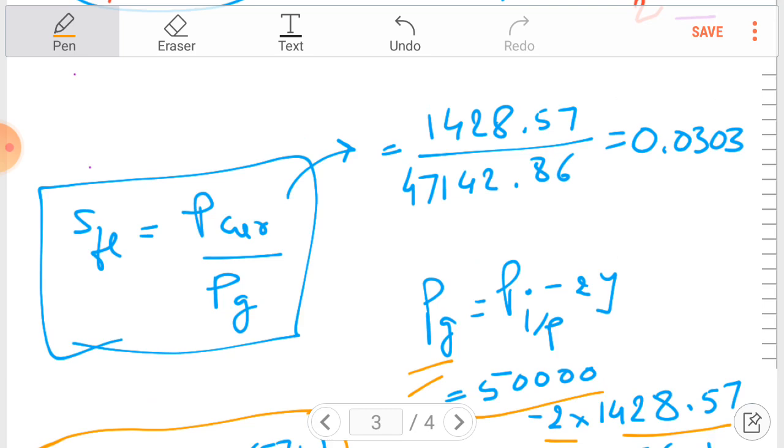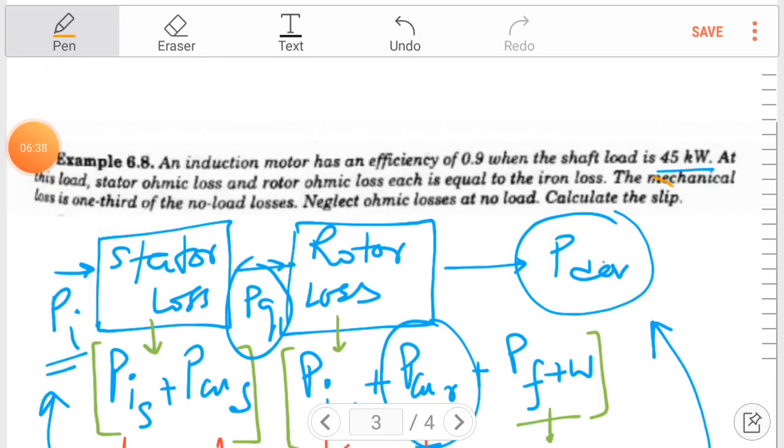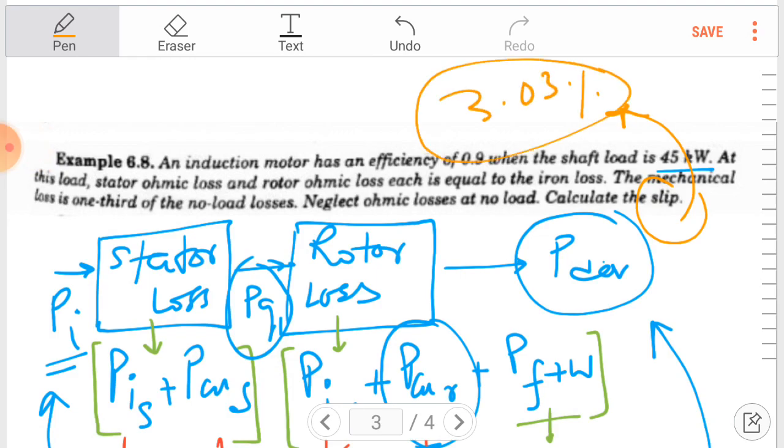Slip at full load can be determined by copper loss at rotor side, which is y, 1428.57, divided by the air gap power. So we get the slip at full load as 0.0303, or 3.03%. In percentage we can find full load slip. So the answer of the problem is 3.03% full load slip.